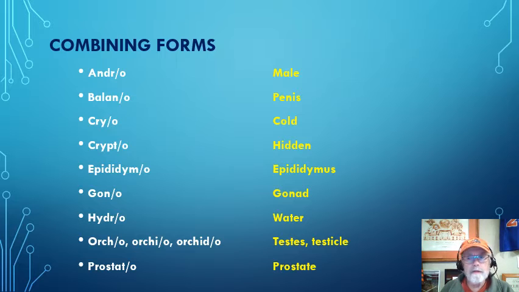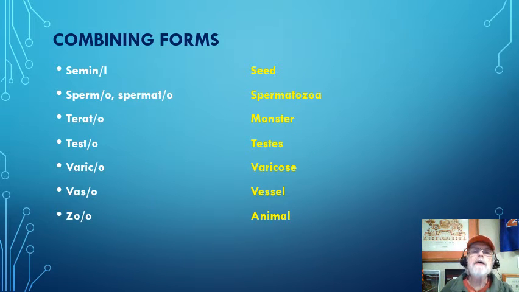Prostato obviously means prostate. And that prostate is that organ that only males have on the bottom side of the bladder. The urethra goes right through the middle of it. Okay, and that's the prostate. Semini, S-E-M-I-N-I, means seed. Semen is basically the spermatozoa plus other fluids, so it's like the seed inside that. Spermo or spermato obviously means spermatozoa, or the male gamete.